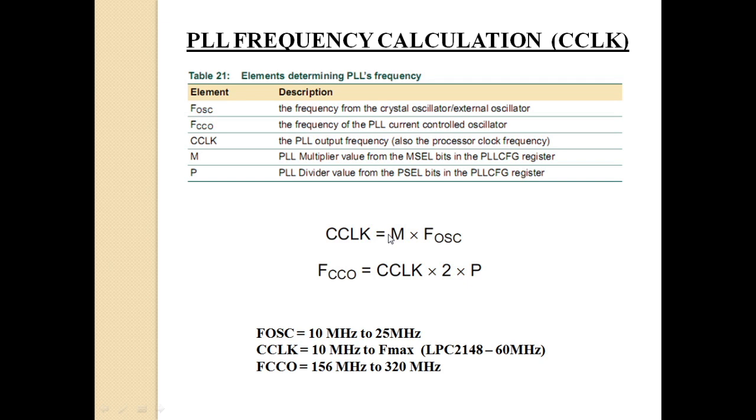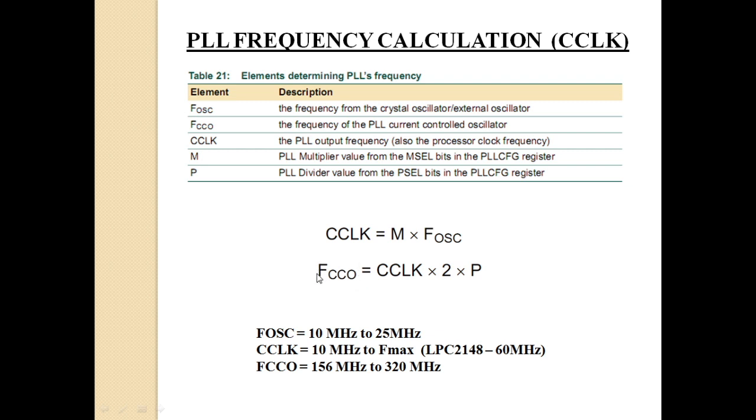Similarly, you need to configure one more factor known as the division factor, that is P. This is the multiplication factor and this is the division factor. If you want to get a 60 megahertz clock, what should be the division factor? This is the equation for that. How will you perform the division? By using the current controlled oscillator.